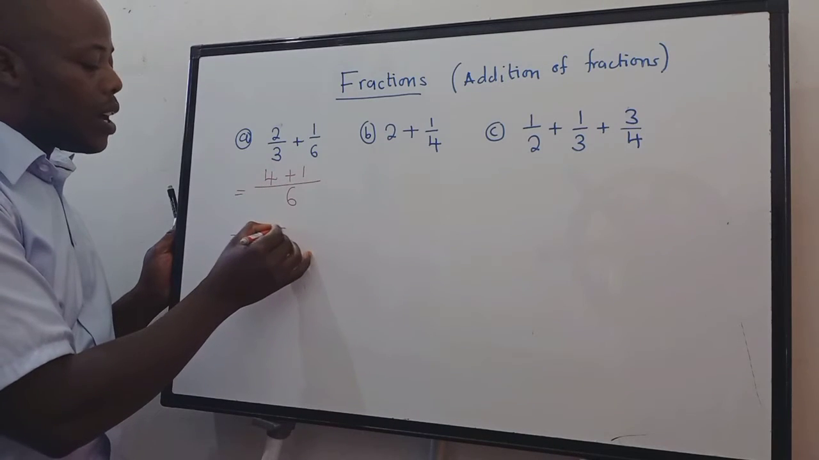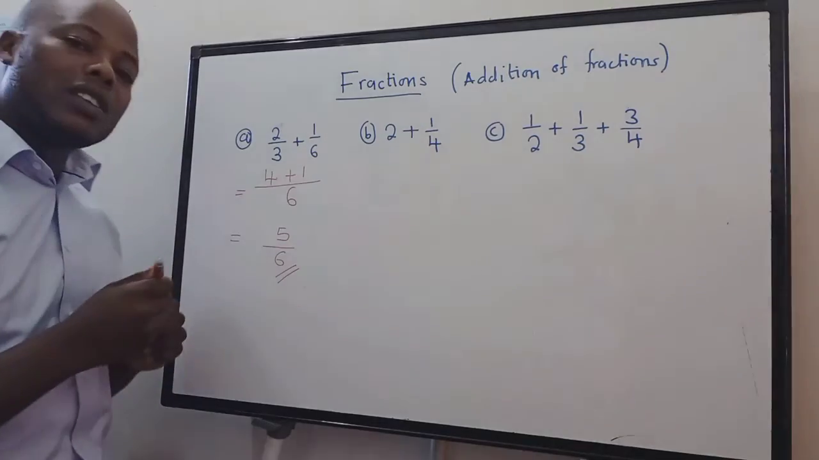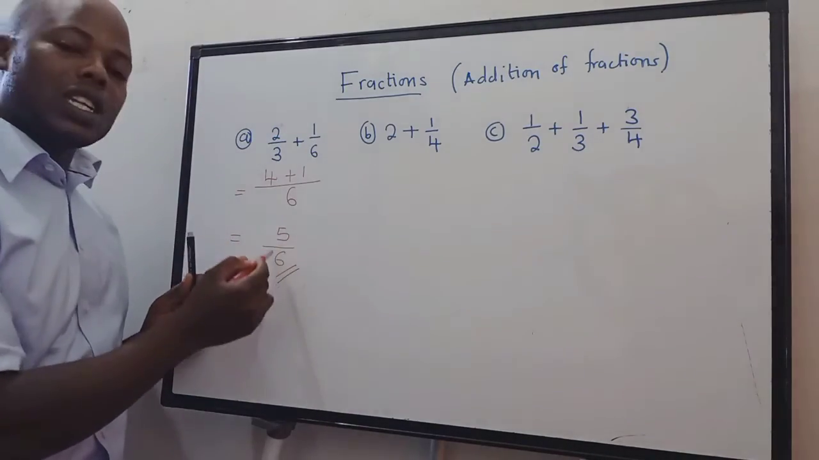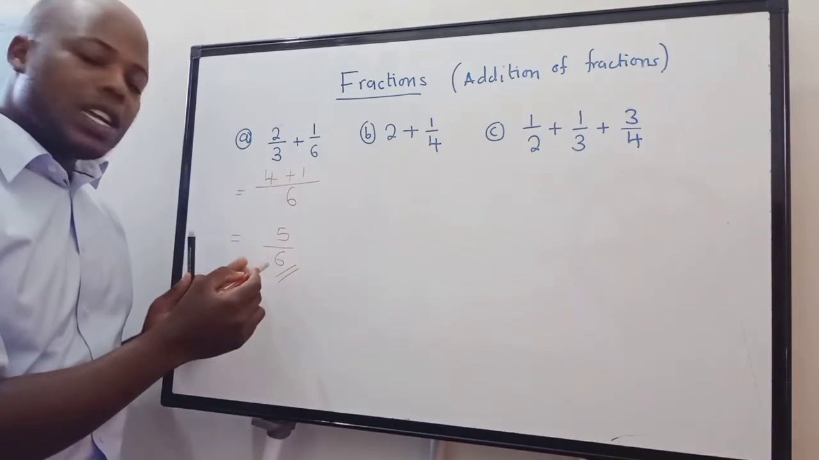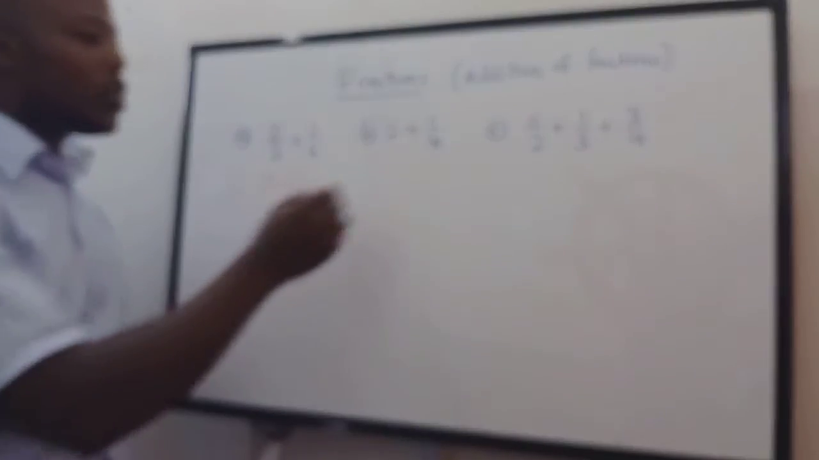Our next move here will be now to work out what is on top. What are we getting here when we add? We're getting a 5 over a 6. This is our answer. So once you reach this point, you check, is our fraction proper or improper? In this case, it's proper, okay? So leave it like that. We go to the next one.